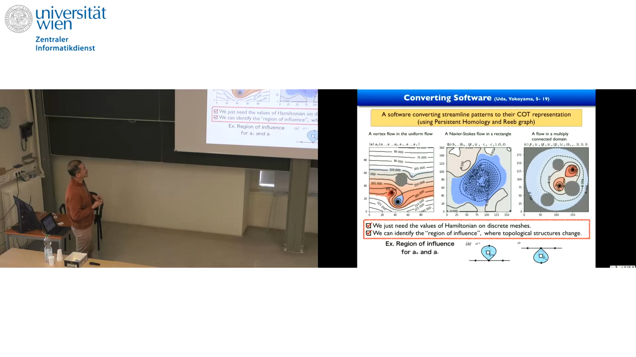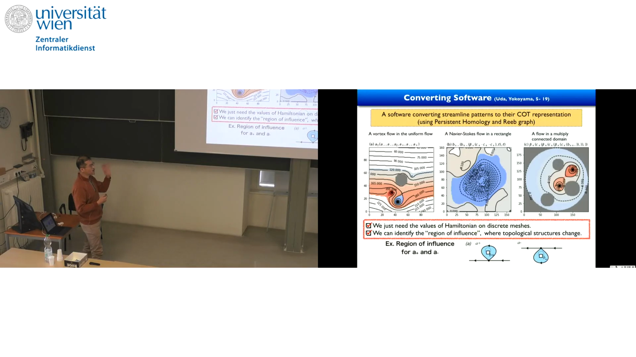But we have now developed a software converting the given streamline patterns to COT representation using persistent homology and Reeb graph theory. So here is an example. This pattern is represented by this COT representation. This is the output of the software. For a given streamline data, we obtain this kind of pattern, the COT representation, and we also have this one.